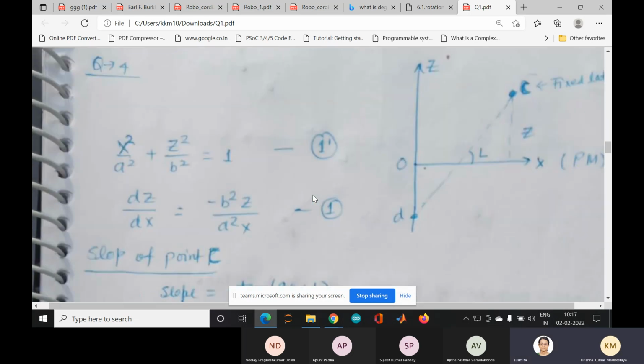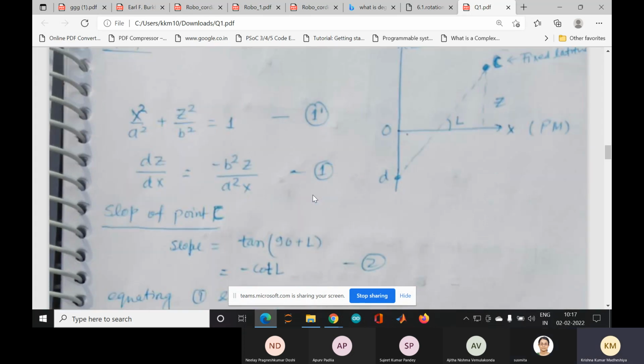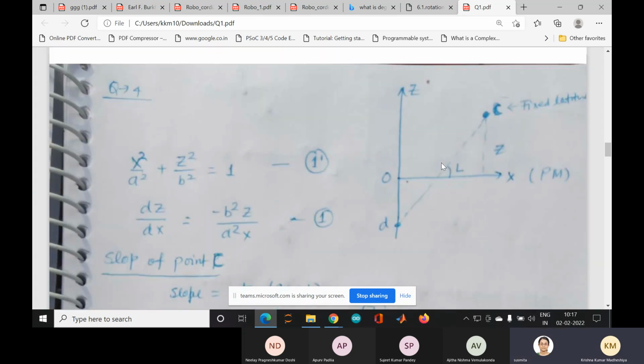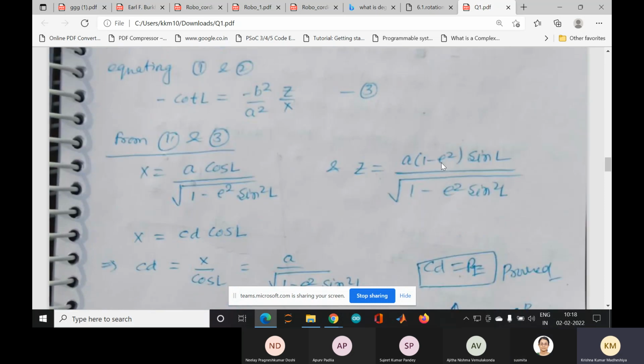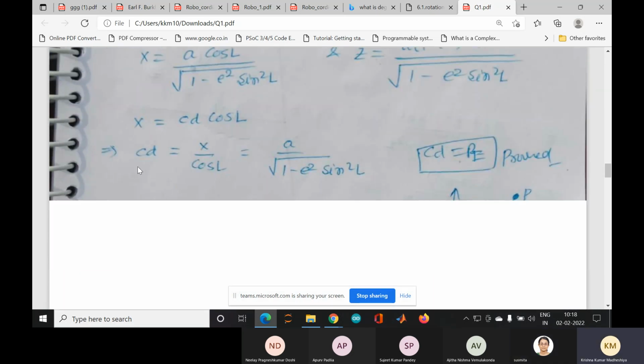Okay, next. Anything else you want to discuss? Yes, ma'am. For question number four. So actually, this is CD is equal to RE. So that this picture will be clear if we... You show me the next thing. I equate two slopes, and I calculate x and z axis coordinate, and then CD is equal to a divided by root under one minus this formula. So this was the formula of RE. So CD is equal to RE.